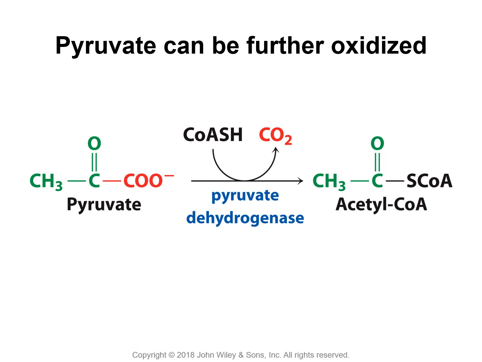Now, what you see here is that glycolysis is not a fully oxidative pathway. Its end product, pyruvate, is still a relatively reduced molecule. The further catabolism of pyruvate begins with decarboxylation to form a 2-carbon acetyl group linked to coenzyme A. And this is what you see here.